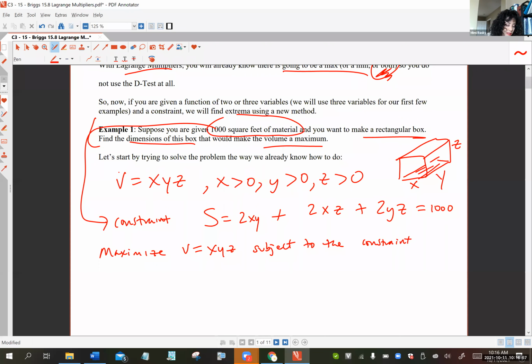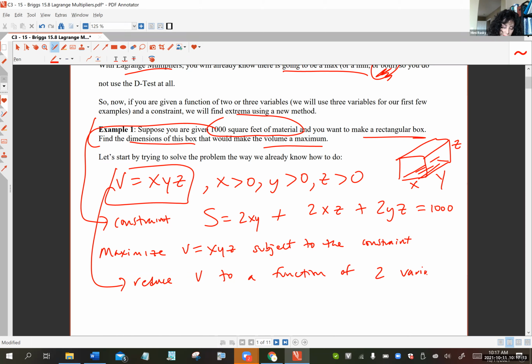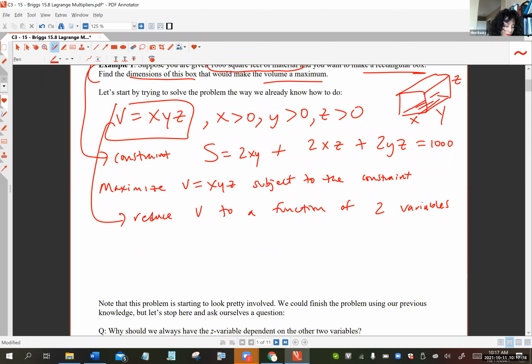Well, so far we can only get the max or min of a function of 2 variables. So what we're going to need to do is reduce V to a function of 2 variables only, because right now it's a function of 3 variables, and we can't do that. So how do we reduce V to a function of 2 variables instead of 3? What we do is we use the constraint and solve it for one of the variables. Let's solve the constraint for, say, z.